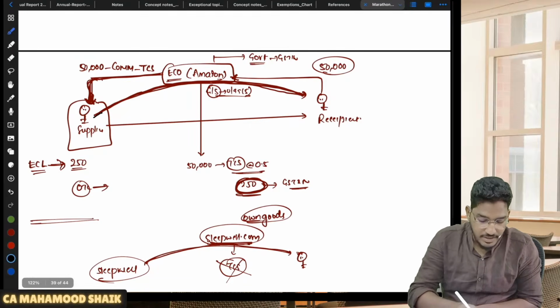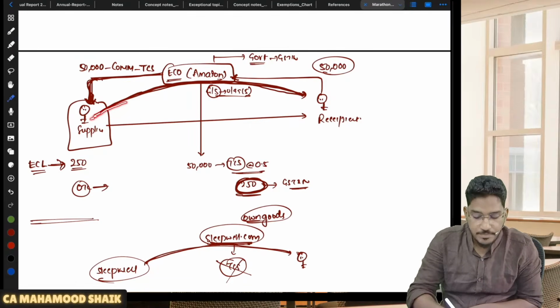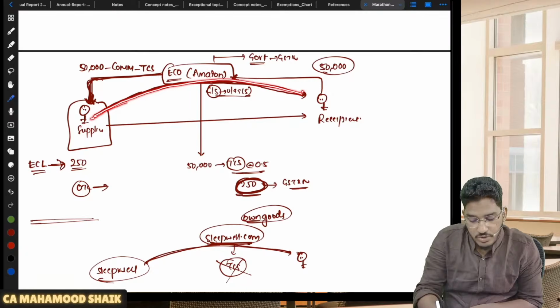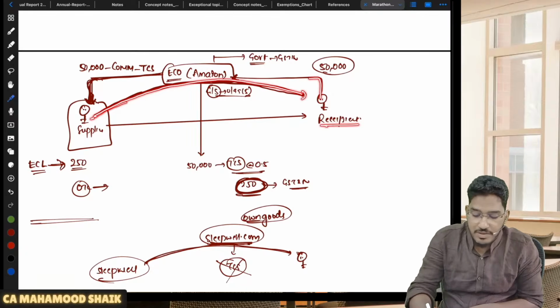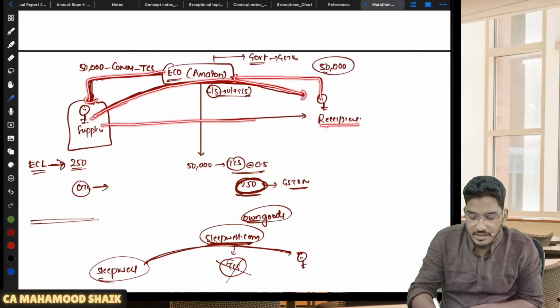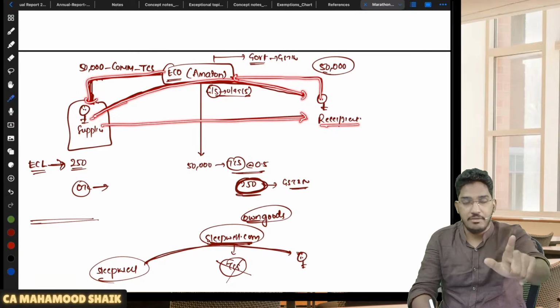So there is a supplier. We will try to understand with the help of this example. There is a supplier who is making supply of goods through an e-commerce operator to a recipient. The recipient will place the order with the e-commerce operator. That order will be forwarded to the supplier. The supplier will directly dispatch the goods to the recipient. This is what usually will happen.